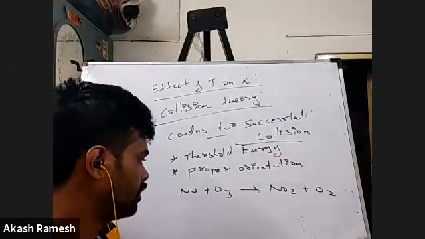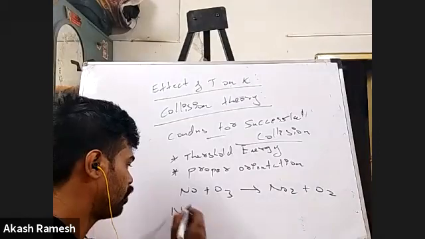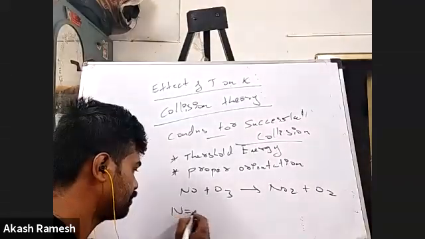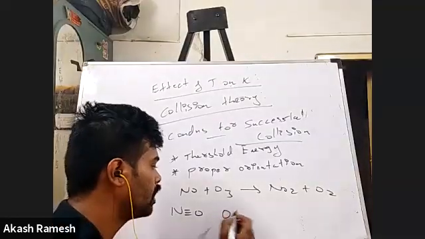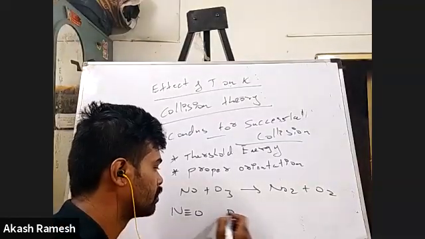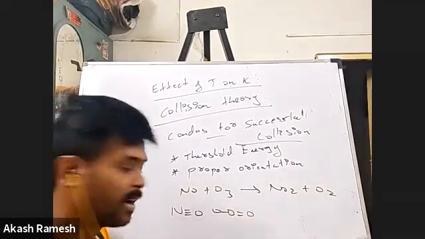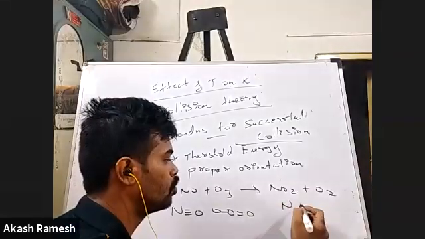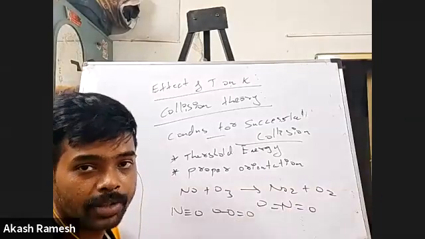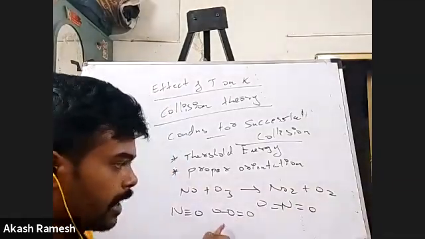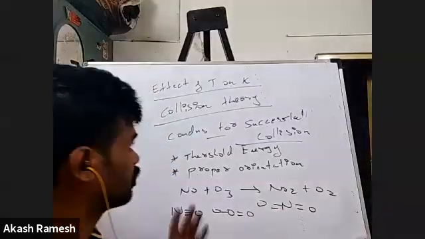Now, how do I visualize this in this reaction? It is very simple. NO is going to look like this, and O3, I hope you know how it looks: one single bond and one double bond. And obviously in NO2, you know how it's going to look: two double bonds with oxygen. Please keep this in mind, because the structures which I wrote here matter. We'll see what happens.